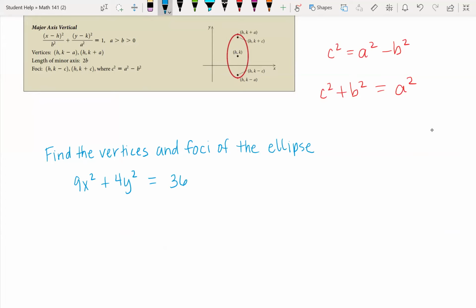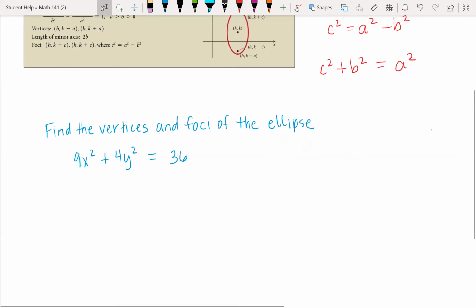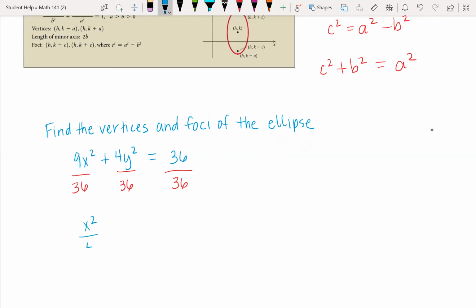To get it into the format like we had above, we'll divide both sides by 36. Notice that in both of these examples, on the right-hand side, the number is always going to be 1. So we divide by whatever that number is that's on the right-hand side. So we divide everything by 36. So I'm going to end up with x squared over 4 and y squared over 9 is equal to 1.